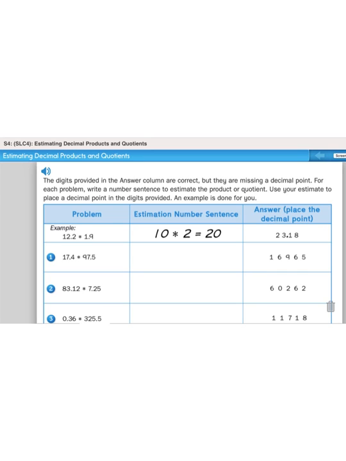Okay, so 17 4/10, we're going to round that to 20 times 97.5, we're going to round that to 100. So our estimate is going to be 2,000. So if these are my digits over here, that tells me that my decimal point must go over here between the 6 and the 5. So my answer is 1,696.5.